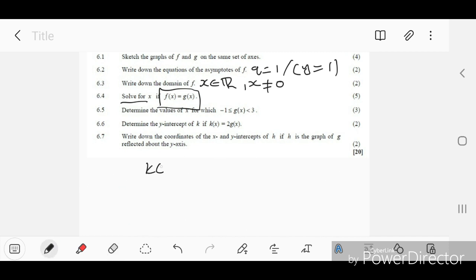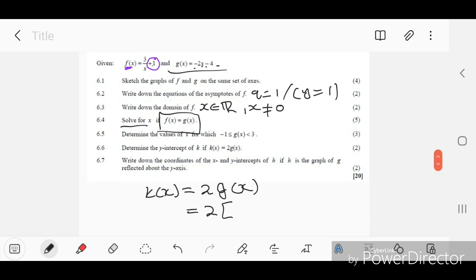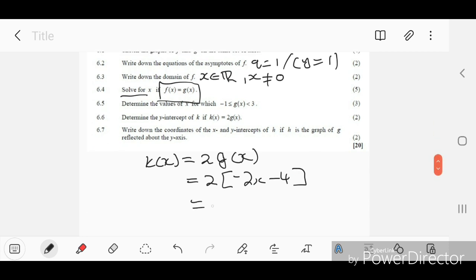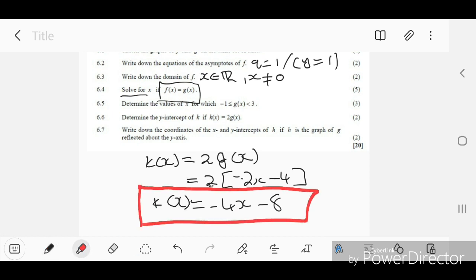They are saying k of x equals 2 g of x. So 2 g of x is minus 2x minus 4. Now this times this is minus 4x and minus 8. So that is the equation of k of x. The equation of k of x is this one.